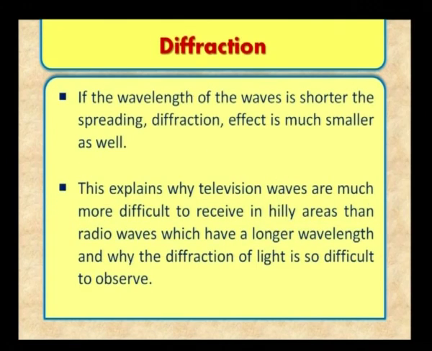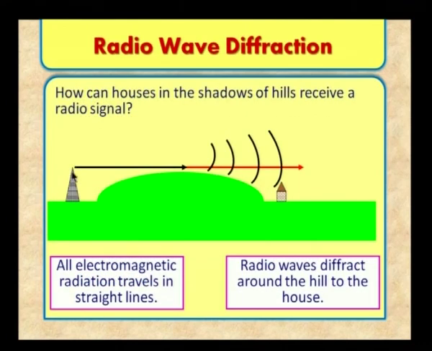On the other hand, the wavelength of the waves is shorter, as it happens in the case of TV signals. When the wavelength of the waves is shorter, the spreading or the diffraction effect will be much smaller. That is the reason why the TV signal becomes weak. Supposing you have got a TV station here, the signal that is received will be much weaker. On the other hand, radio waves have longer wavelengths and will undergo diffraction, they will reach the person here. The TV signal will not reach or it becomes weak.